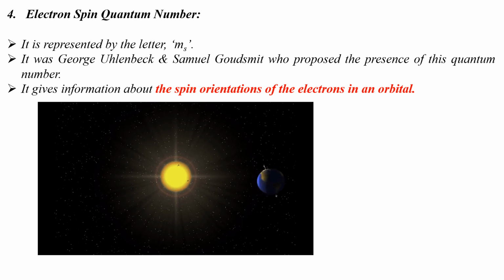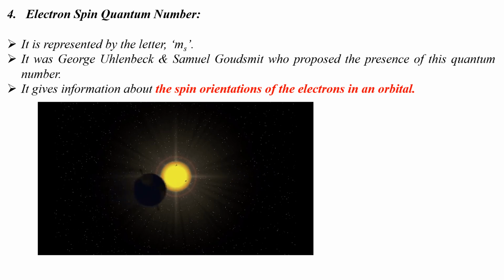So in 1925, it was George Uhlenbeck and Samuel Goudsmit who proposed the presence of the fourth quantum number. What is it? Electron spin quantum number. It is represented by the letter ms. It gives us information about the spin orientations of the electrons in an orbital. Remember, magnetic quantum number tells us about the orientations of orbitals. Now, spin quantum number tells us about the spin orientations of electrons which occupy an orbital.